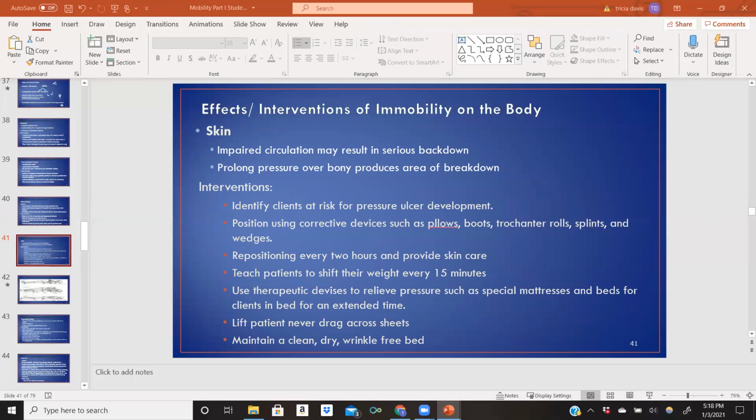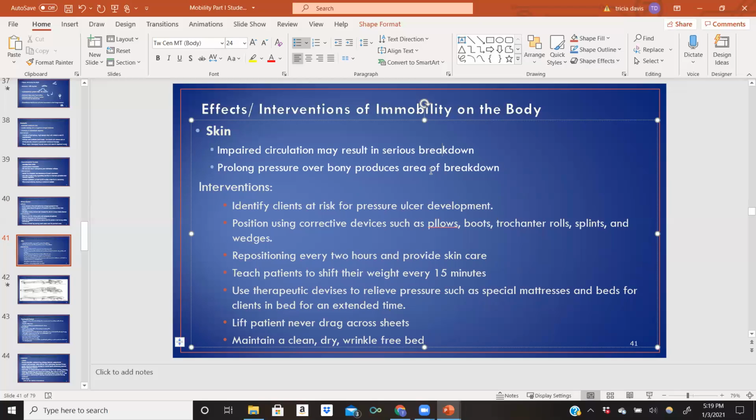So the effects on skin, you can have impaired circulation, which can result in a serious breakdown. You can have, I apologize, prolonged pressure on bony prominences, which produces an area of breakdown. So like your elbows, your ear, your tailbone, areas like that can produce skin breakdown. So interventions for the protection of the skin, you want to identify clients at risk for pressure ulcer development. So you know those patients are going to be patients that are not repositioning themselves in bed.